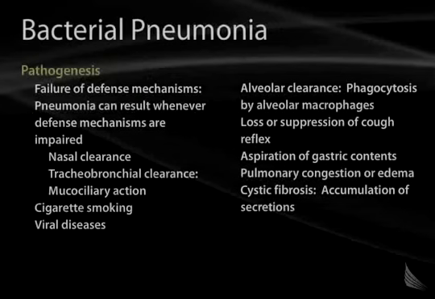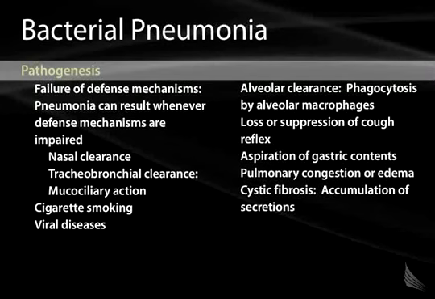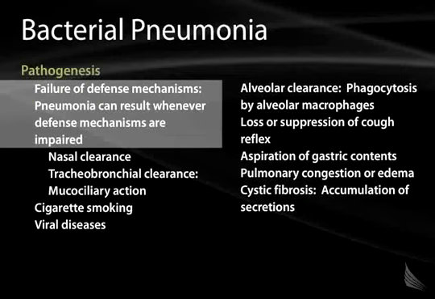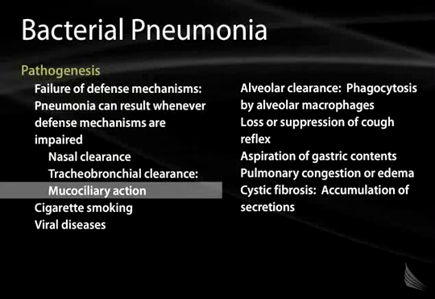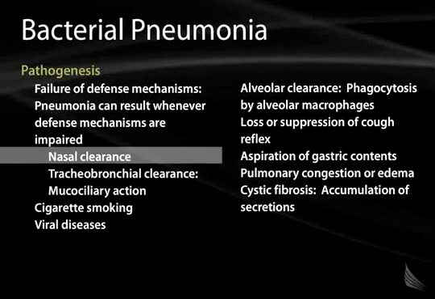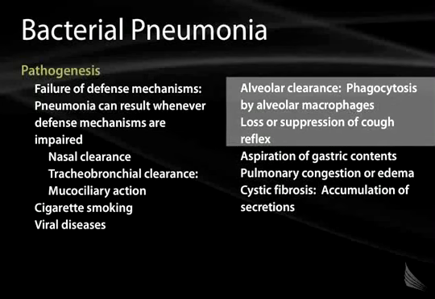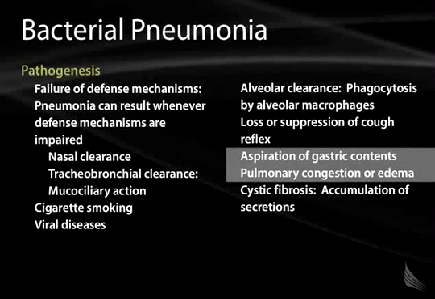In terms of pathogenesis for bacterial pneumonia, there's a failure of the defense systems, so the pneumonia results when this defense system is impaired. It can be due to deficient mucociliary action, or deficiency in nasal clearance, or just a chronic onset of oxidants and bacteria. Normally, you'll have a problem with alveolar clearance, phagocytosis by alveolar macrophages. There will be a loss of suppression of the cough reflex. Sometimes aspiration of gastric contents can cause a pneumonia, as well as pulmonary congestion or edema.